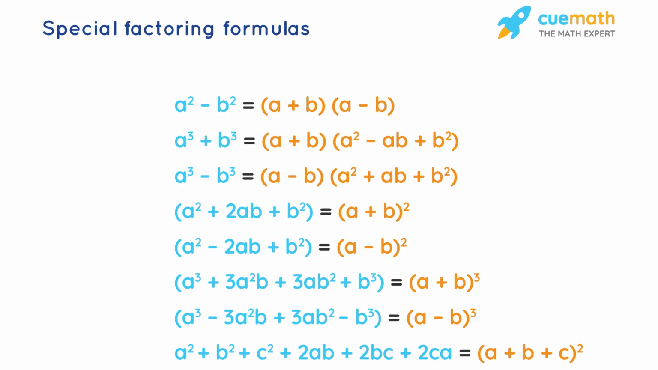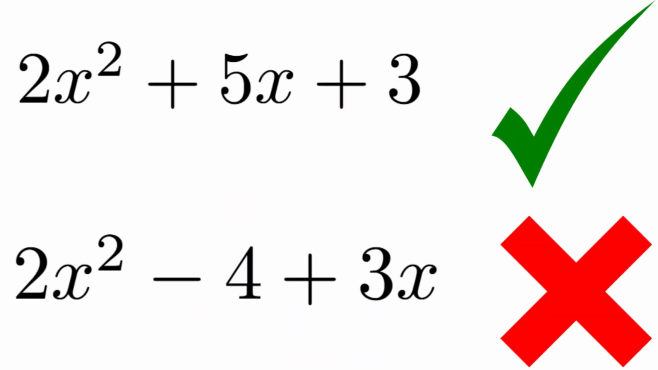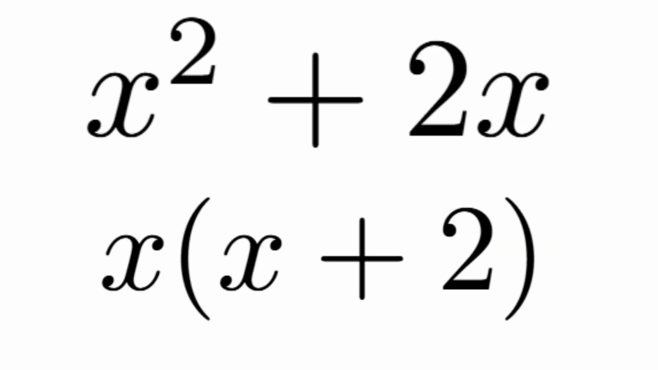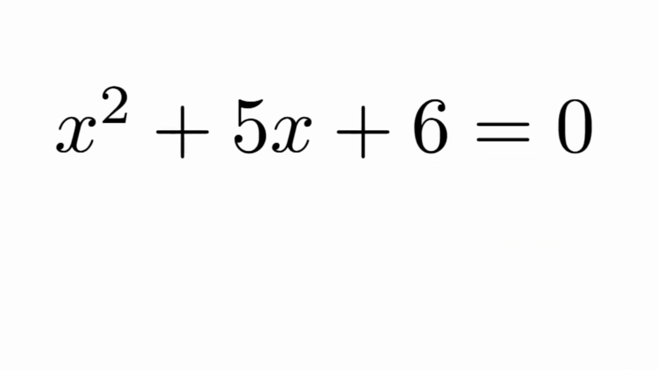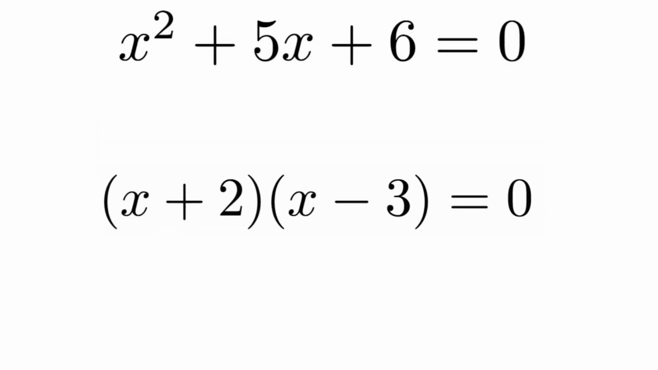Factorizing. It's the first way we learn to solve quadratic equations, although it's highly limited to only a few cases, like when there's no constant or when we can easily find its factors, like in this case, where it just becomes x plus 2 times x minus 3.